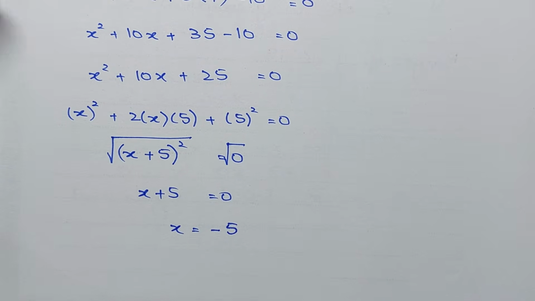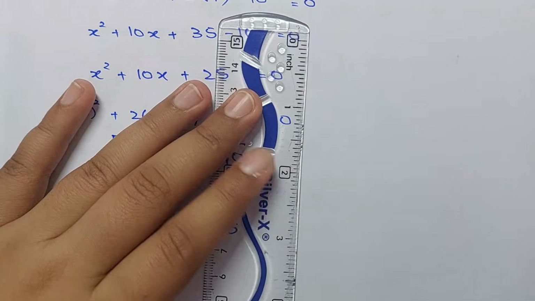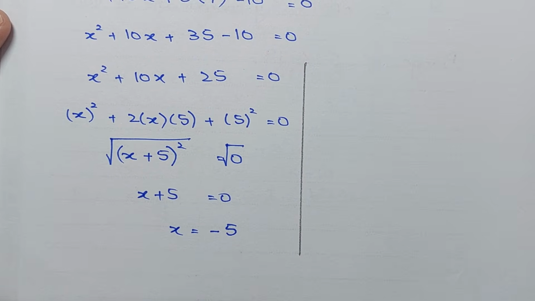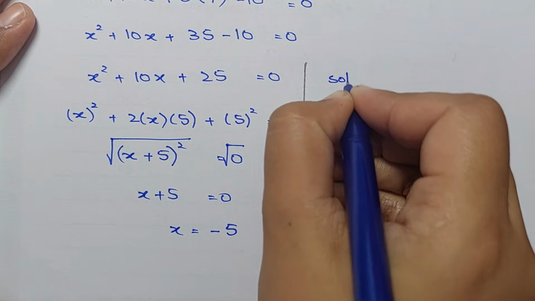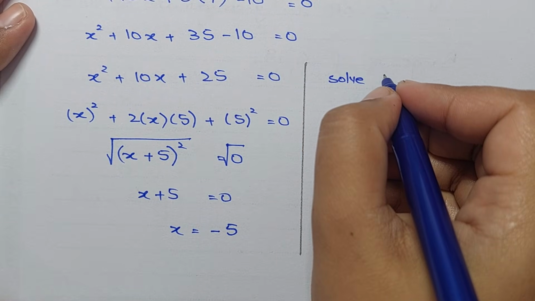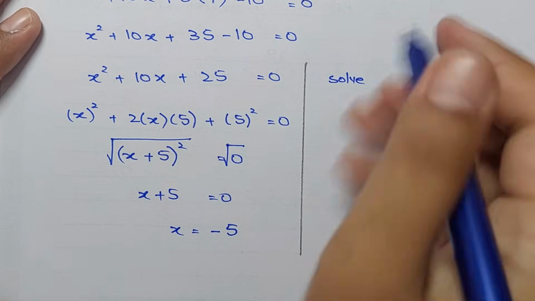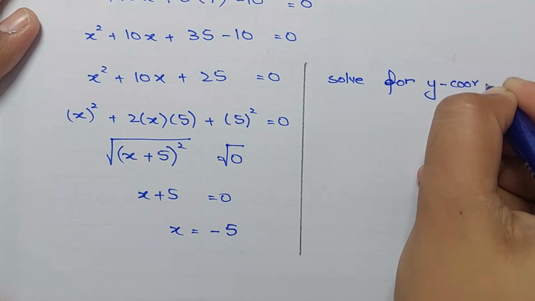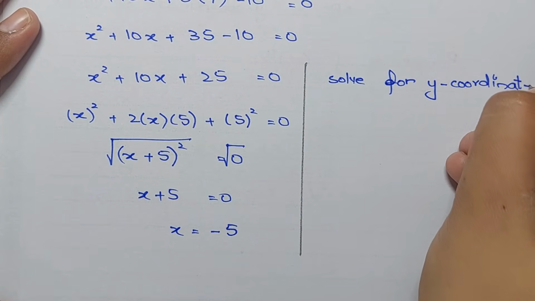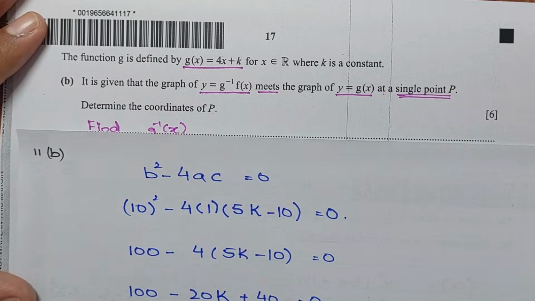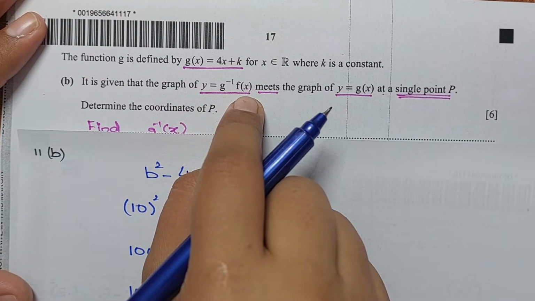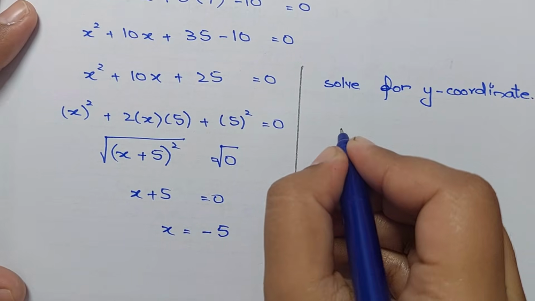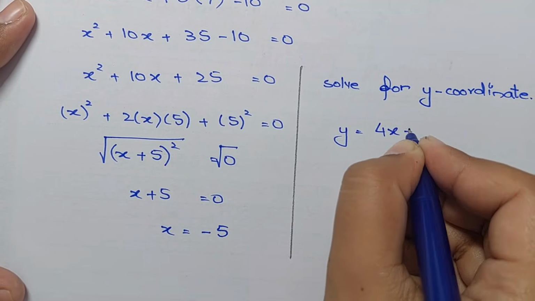When we got the x coordinate, we can easily get the y coordinate by plugging the x into the equation, right? Okay, now let me solve for y. You can put the x value into your g of x or g inverse f of x. This is up to you. So I'm putting it into g of x, 4 times x plus k. So your y equals 4x plus k.